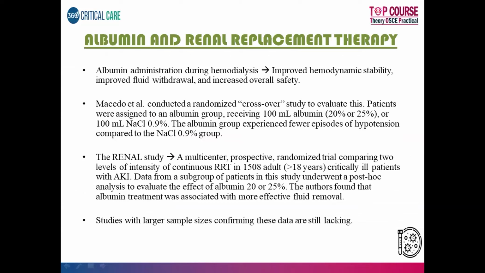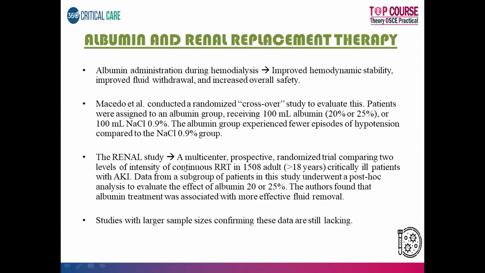They conducted a randomized crossover study to evaluate the effect of albumin in renal replacement therapy. They assigned one group albumin and the other group sodium chloride 0.9%. Both received 100 ml each. They found that the albumin group experienced fewer episodes of hypotension compared to the sodium chloride group.